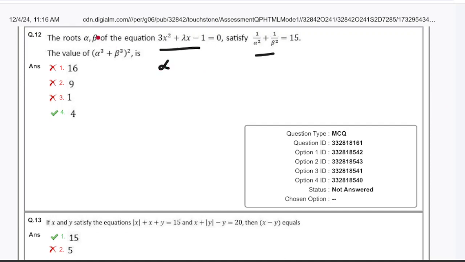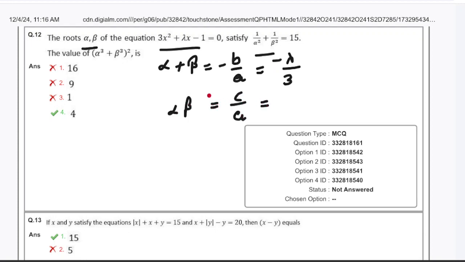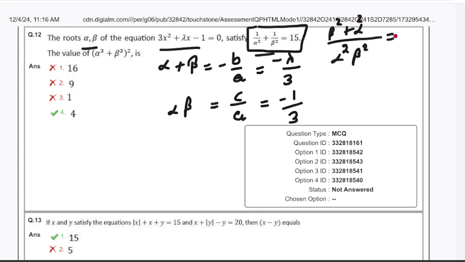Because they say alpha and beta are the roots, we can say alpha plus beta is equal to minus b upon a, and here we can say minus lambda upon 3. The same way, alpha beta, the formula for that is c upon a. So as per the equation, we can say minus 1 upon 3. Now, we have been given 1 by alpha square plus 1 by beta square equal to 15. This further can be taken as an LCM, and we can write it as beta square plus alpha square over alpha square beta square, equal to 15.